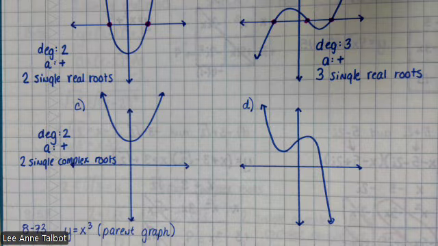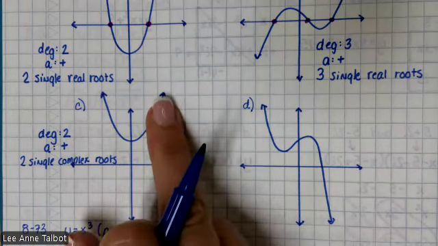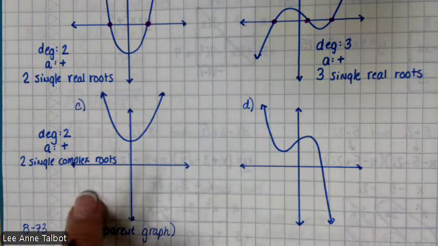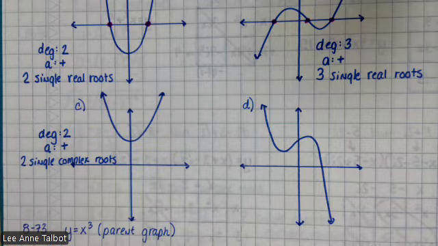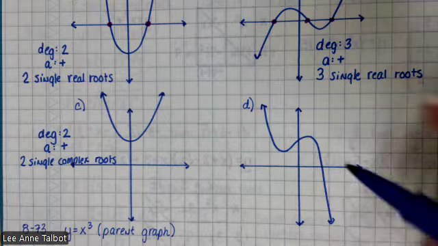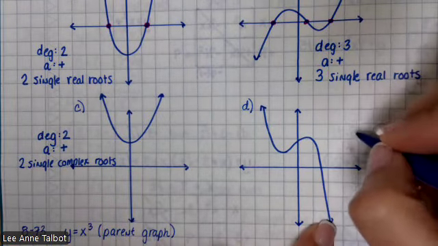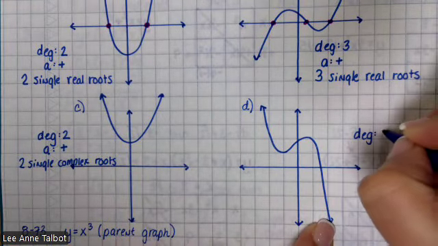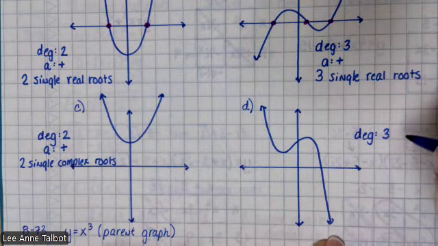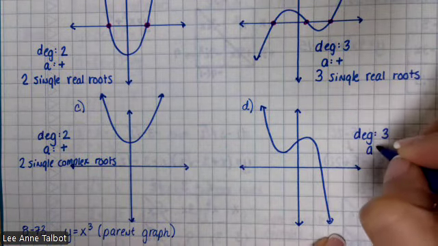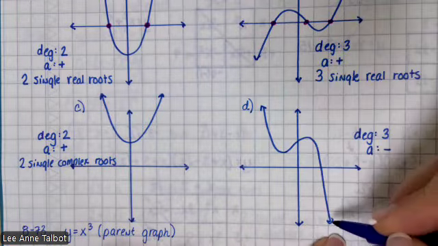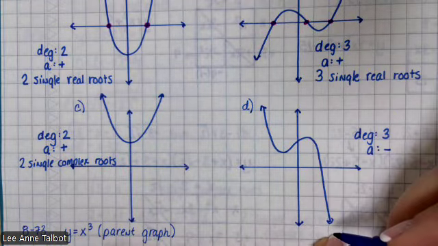All you have to do is subtract. I have a degree 2. There's 0 of them on the x-axis. 2 minus 0 is 2. Okay, last one. What degree is this one? Degree 3. Is A positive or negative? Negative because it's decreasing over time.